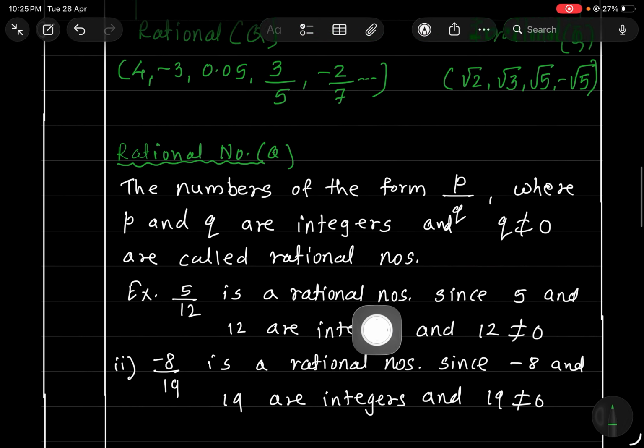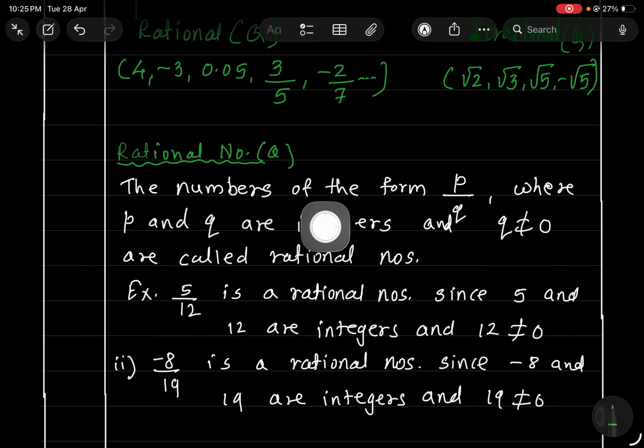Now see rational number, that is Q, a number of the form P upon Q, meaning numbers we are writing in the form of P and Q, where P and Q are integers. Again, integers mean what? Negative numbers, 0, and positive numbers are called integers. See again, P and Q are integers. Integers together mean negative numbers, 0 and positive numbers. But here only integers will come, meaning negative numbers and positive numbers.